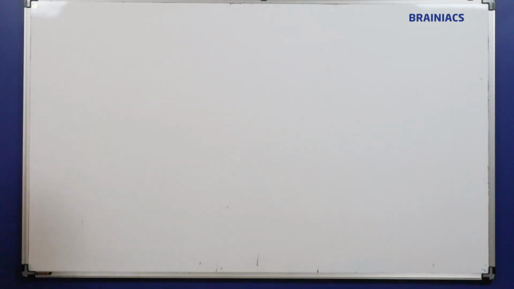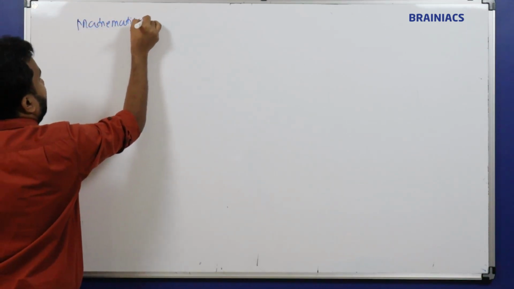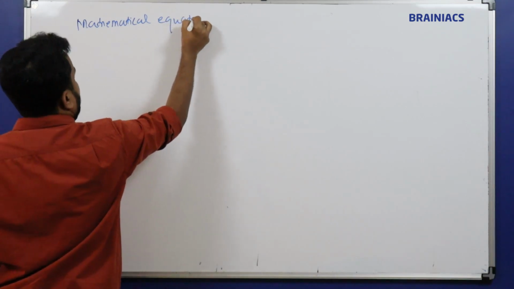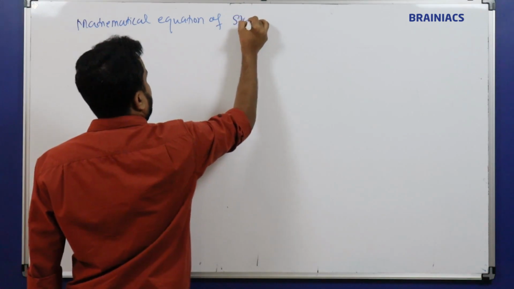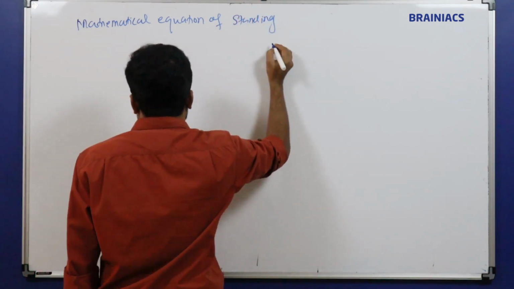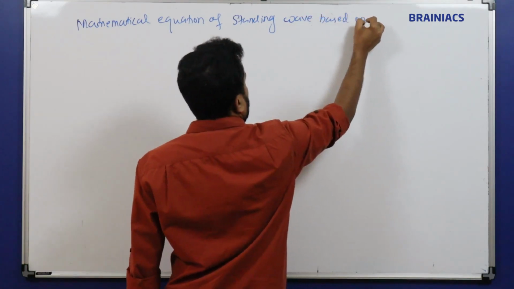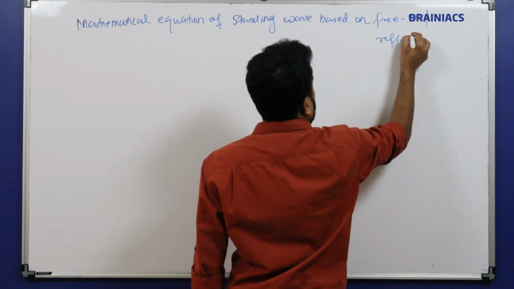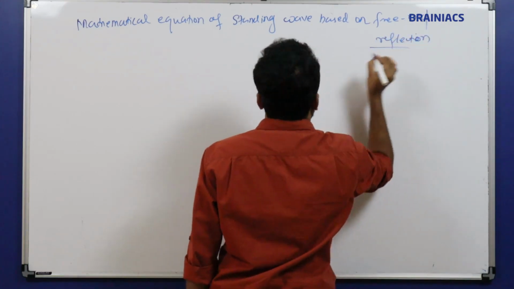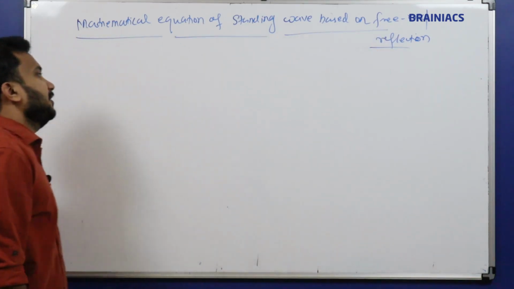Okay, fine. So write the heading: mathematical equation of standing wave. Standing wave has another name, what is it called? Stationary wave. Standing wave based on free end reflection. Mathematical equation of standing wave based on the free end reflection.